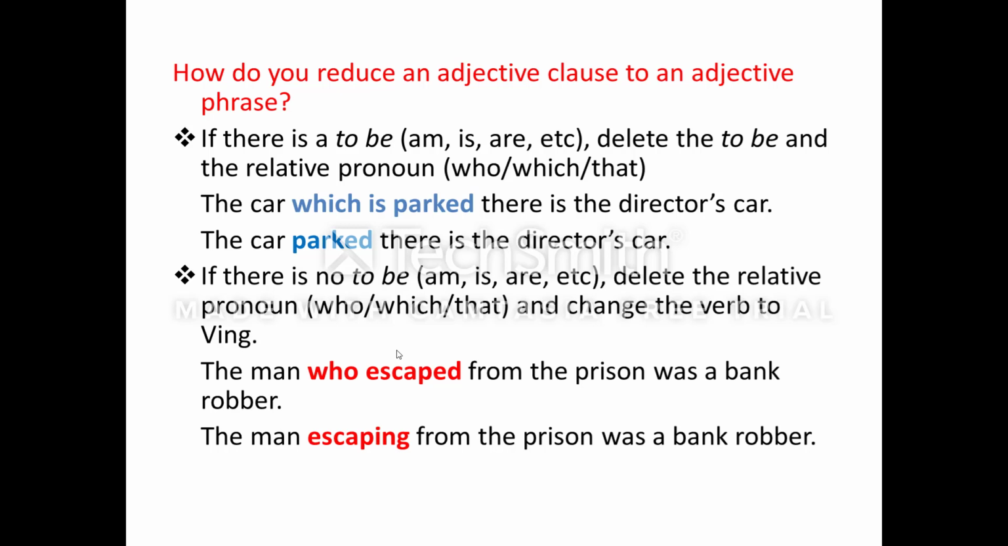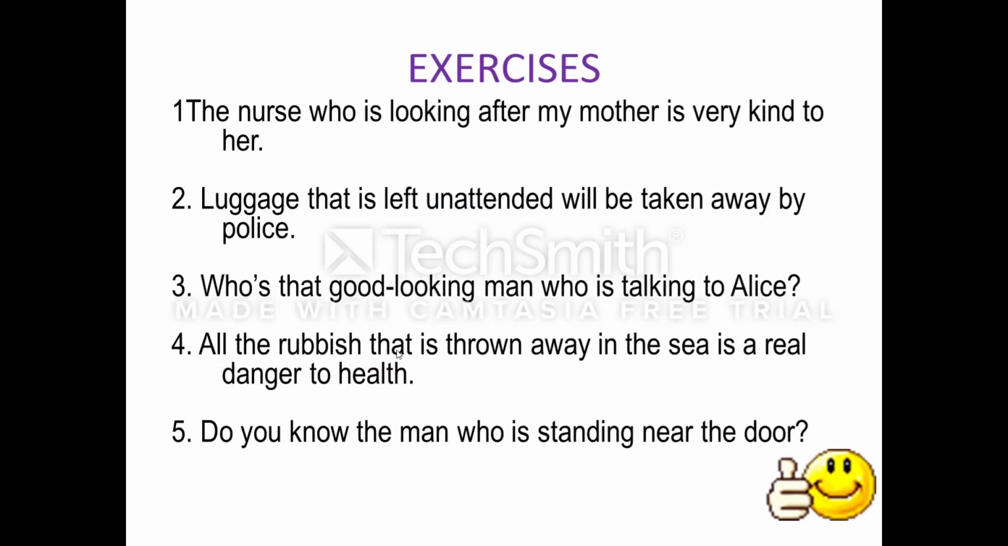Take a look at the second situation. If there is no to be, if there is no am, is, are, etc., delete the relative pronoun who, which, or that, and then change the verb to its verb-ing form. For example, the man who escaped from the prison was a bank robber. We don't have to be here, so we will delete who and change the verb escape to its ing form. And then we will have the next sentence: the man escaping from the prison was a bank robber.